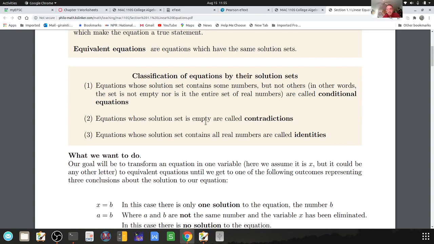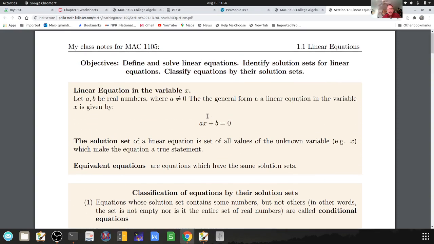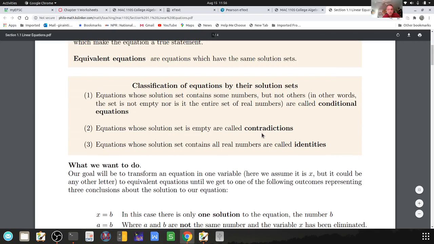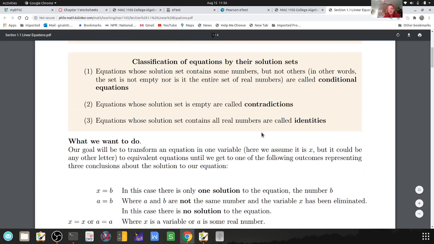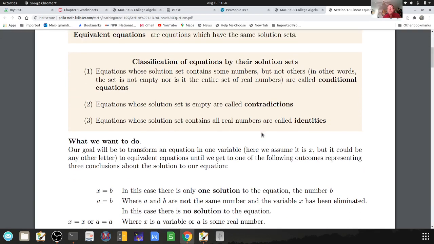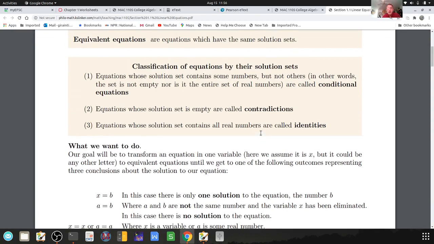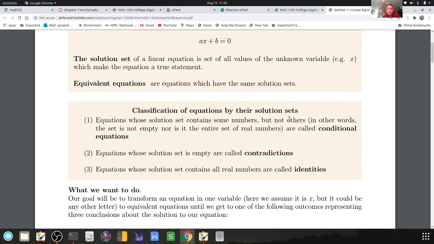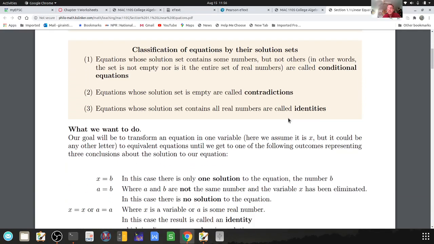There's many ways to classify equations. If you think about it, I've already classified an equation as being linear. And that means that it can be written in the form ax plus b equals 0. There's another classification of equations based on their solution sets, not by their form ax plus b equals 0. And here is that classification.